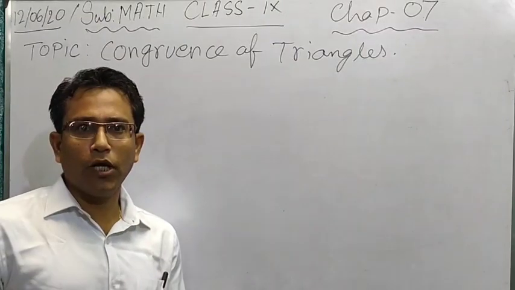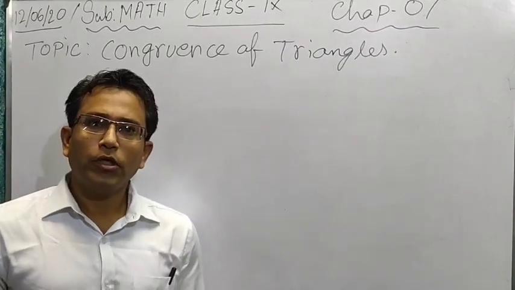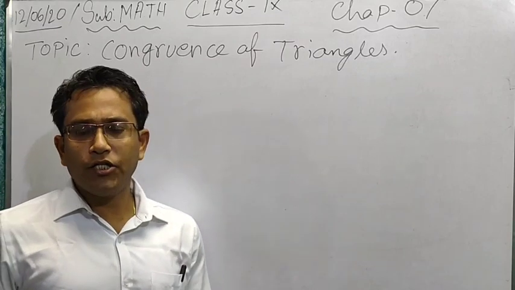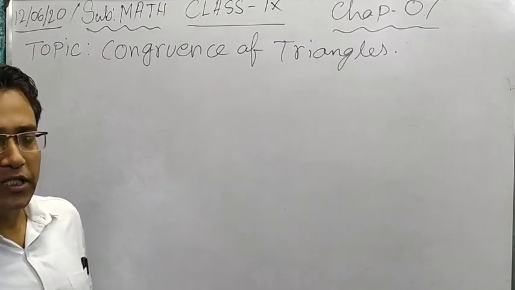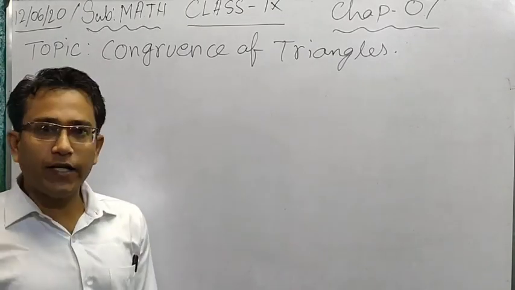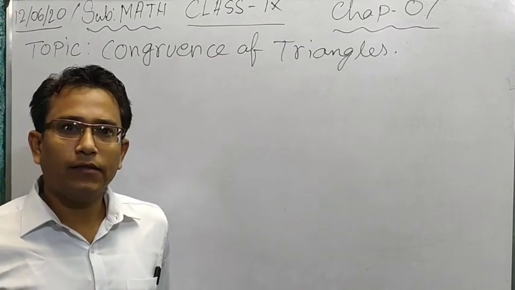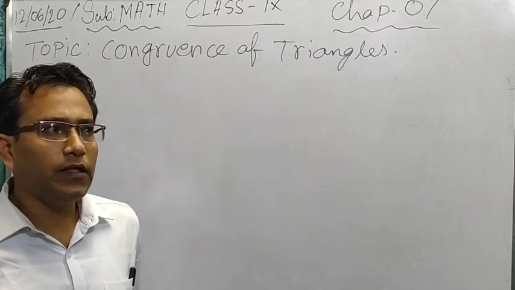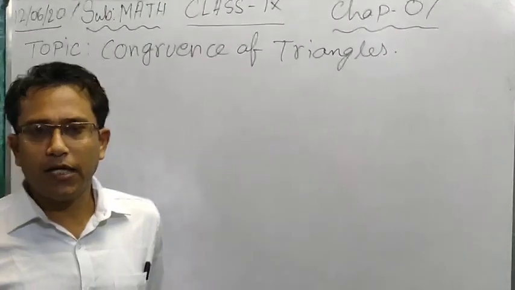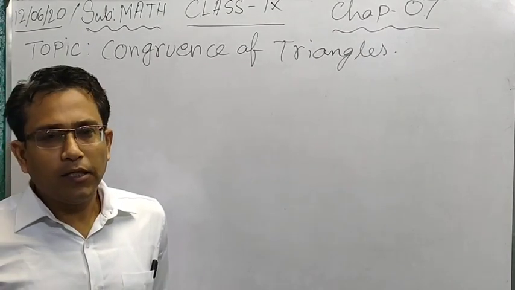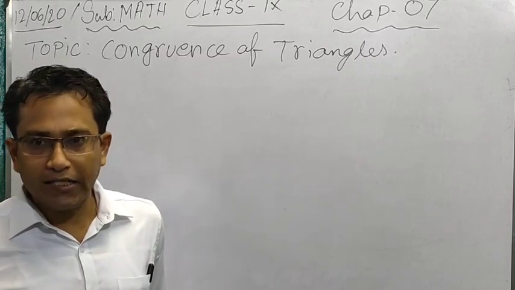We are going to learn congruences of triangles. You know, triangles are the least-sided closed polygon. Triangles are of various types. On the basis of sides, there are three types of triangle: equilateral triangle, isosceles triangle, and scalene triangle. And on the basis of angles, there are three types: acute angled triangle, right angled triangle, and obtuse angled triangle.